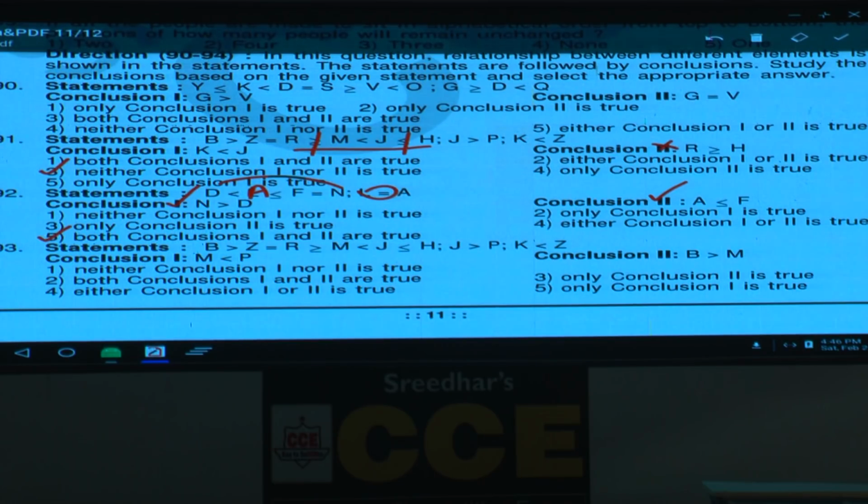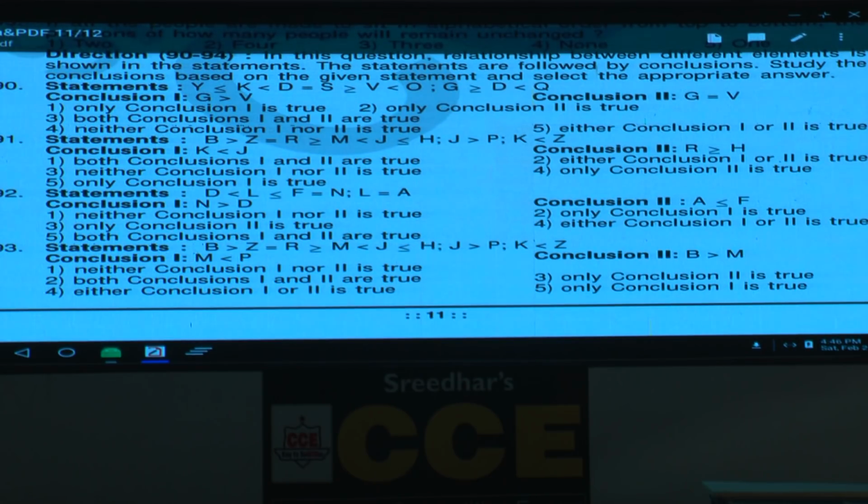92, choice 5. Then 93, now in this 93 the relation between M and P, M is here and P is here, the letter which is common between these two is J. M lesser than J, J greater than P. Between M and P, one lesser than, one greater than, hence no relation, choice 1 is ruled out.